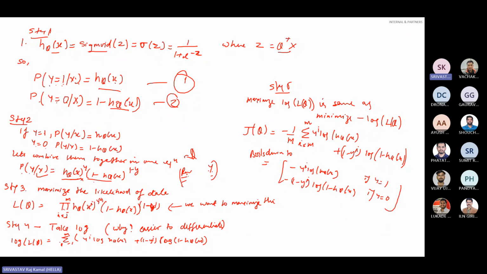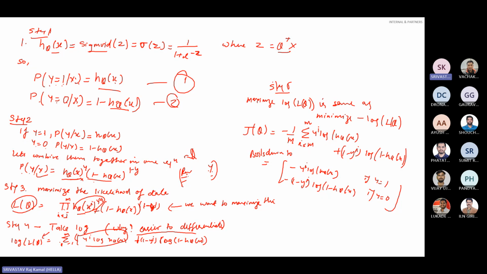And how do we convert a product into a summation? Just take a log. So we take the log of L theta. All the terms become summed up, and this breaks into the term yi into log of sigmoid theta x. This is how we expand the log of this term, plus 1 minus yi times log of this term. So this becomes two terms, term 1 and term 2.